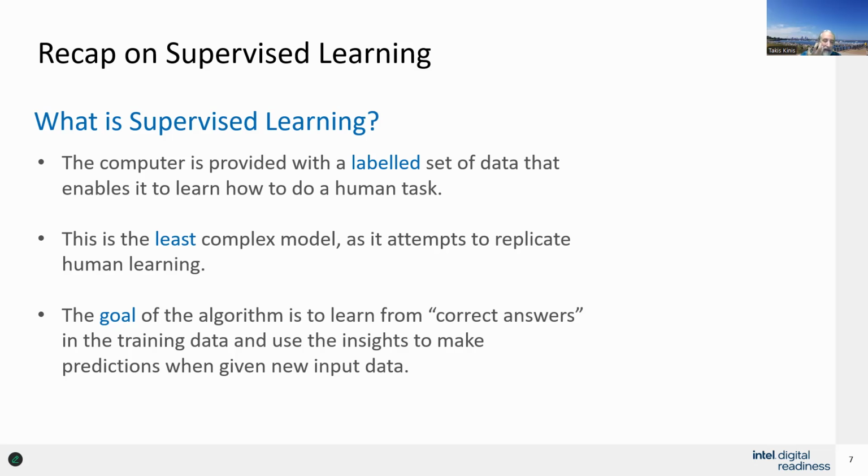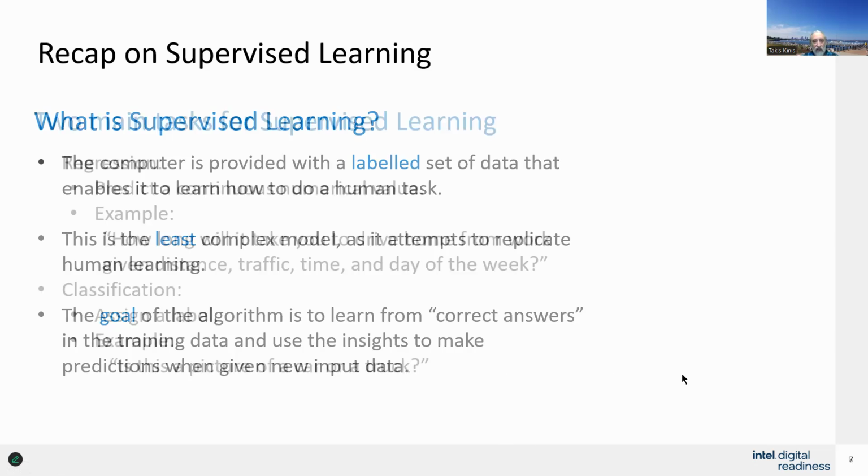They indicate here that we call this labeled data, right? Like your mom or dad is saying, "Yep, I'm labeling that a dog because it's a dog." And they call it the least complex model. It replicates human learning, and the point of it is to learn from what the correct answers are. That way, when a new piece of unknown information is presented, from what you've learned, this is the correct answer. And that's supervised learning.